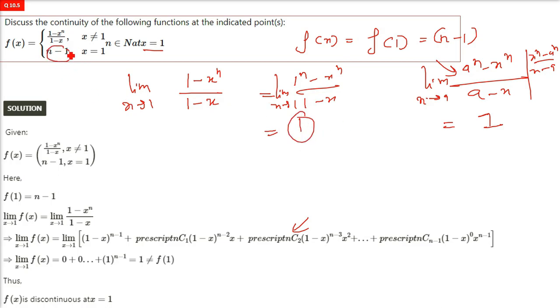But the value of the function at x equals 1 is n minus 1. We don't know what this n can be, anything in the natural number series. So 1 is not equal to n minus 1. That is why at x equals 1, this function is discontinuous. Right? This is discontinuous.